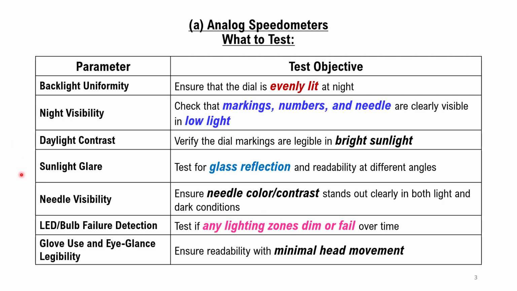Sunlight glare, test for glass reflection and readability at different angles. Needle visibility, ensure needle color and contrast stands out clearly in both light and dark conditions. LED bulb failure detection, test if any light zone dims or fails over time. Glove use and eyeglass legibility, ensure readability with minimal head movement.